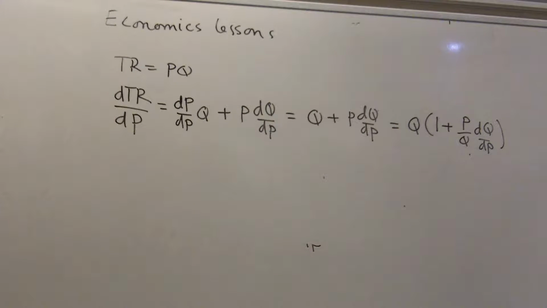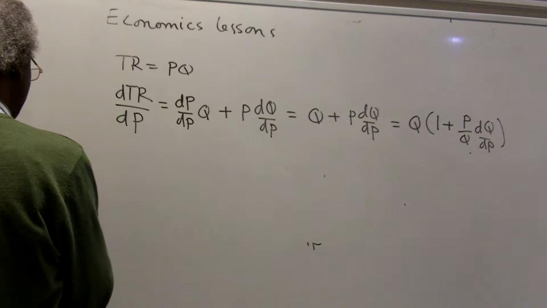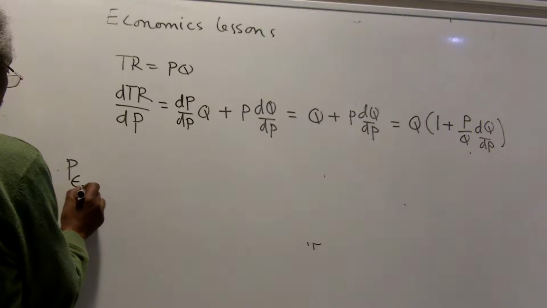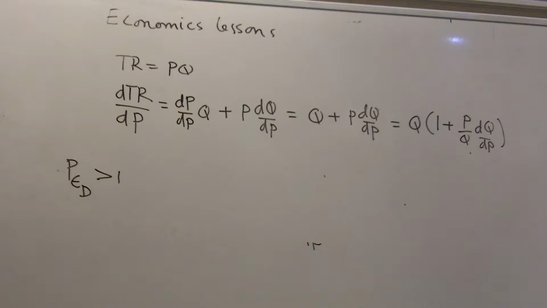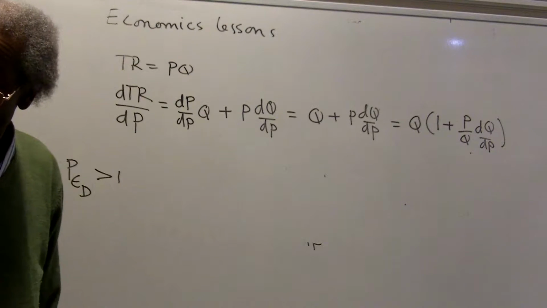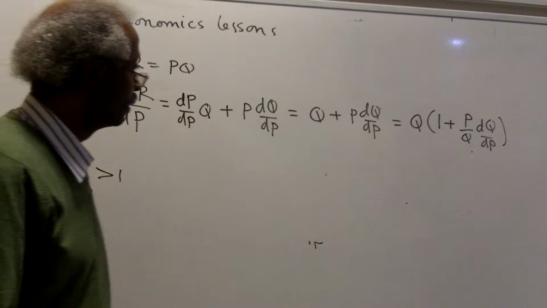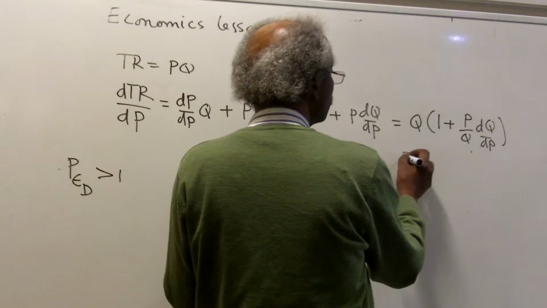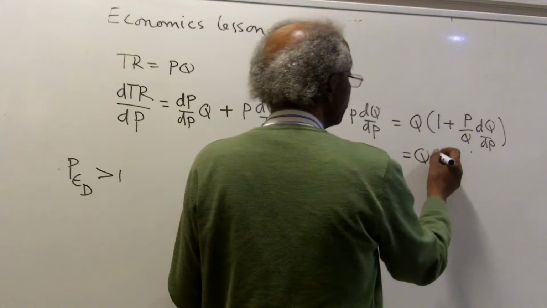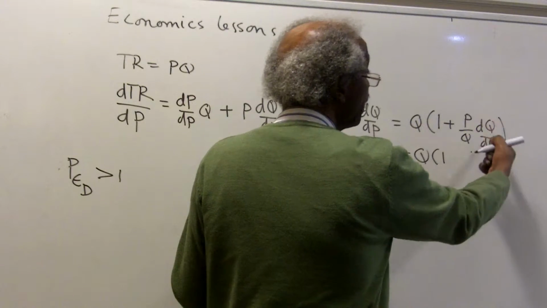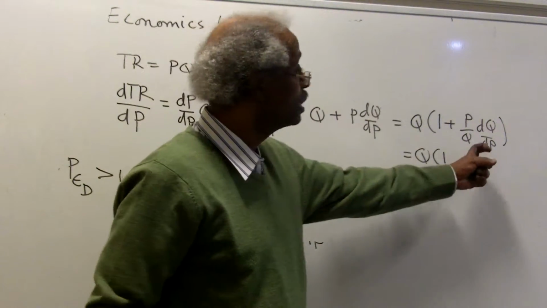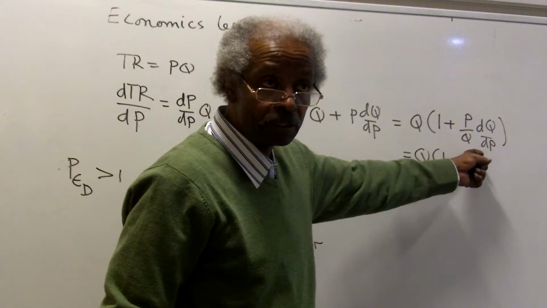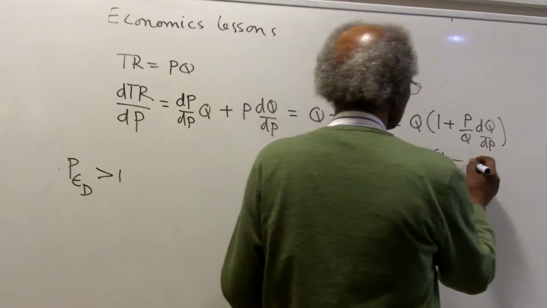Okay? And then I'm going to see what happens when the price is elastic. Price is elastic means elasticity is greater than 1. Before I do this, let me try to adjust this last term here. This is 1. This term there is minus the elasticity. Okay, let's go look at what we wrote about elasticity. That's minus elasticity.